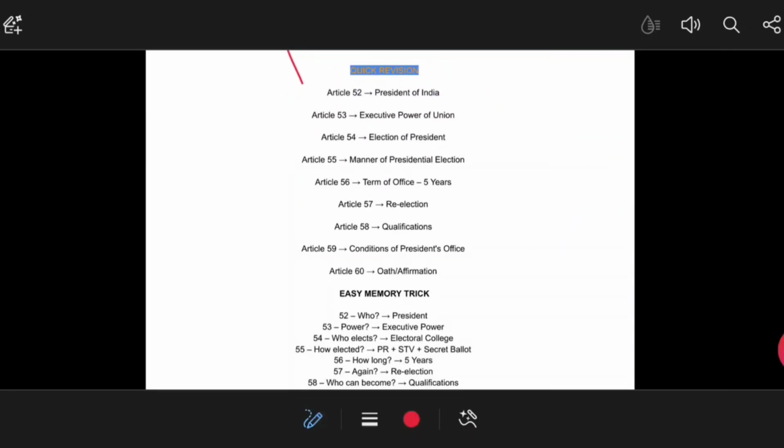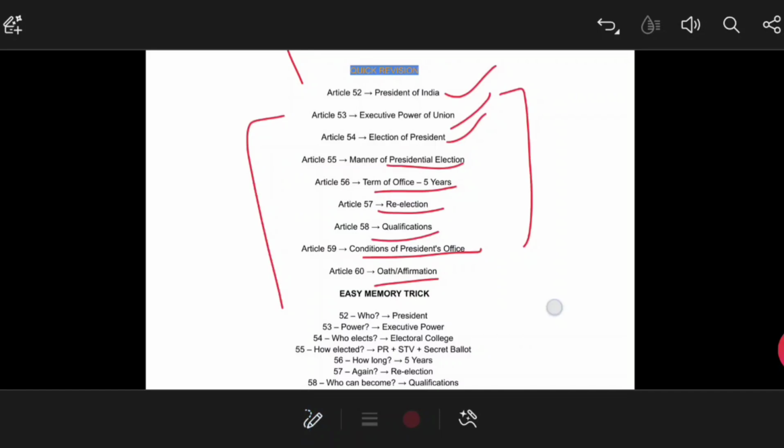You can take a quick revision here. Article 52 was about the President of India. Article 53, executive power will be vested in the President of India, and there shall be election to the post of the President of India. How they will get elected, their term of office, whether they are eligible for re-election or not, what should be the qualifications to contest the election for president, what are the conditions when you enter the president's office, and oath and affirmation. So these are articles that are related to the president.